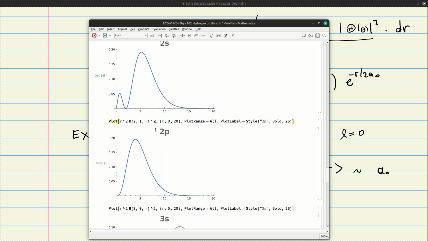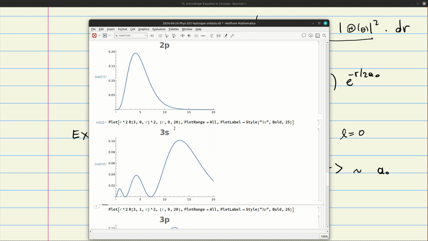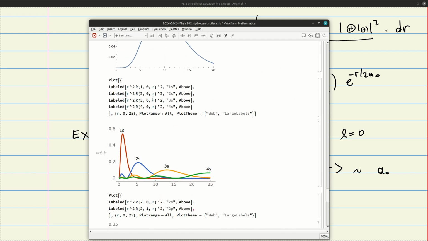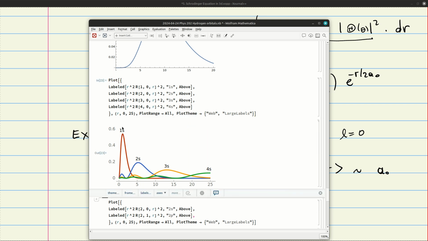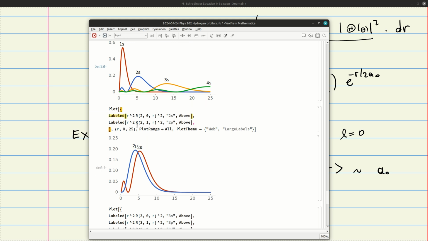This is 2p, 3s, and 3p, 3d. You can actually put all of them together and compare which one falls faster, right? For example, this is 1s. This is the closest electron. It's closest to the nucleus. 2s is a little bit further away, but you can see there is a peak close to the nucleus, right? 3s is even further away. 4s is even more.